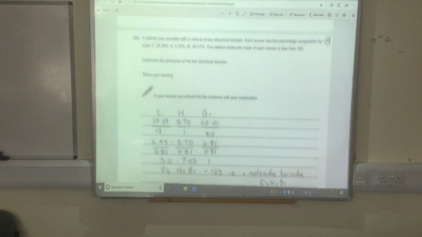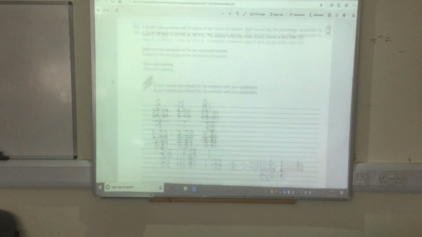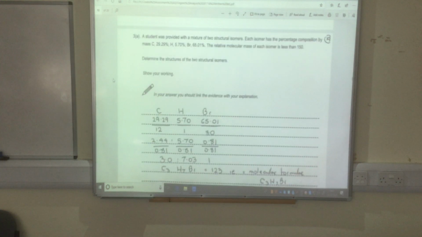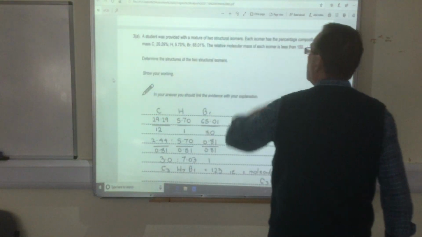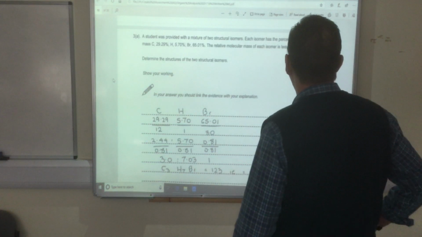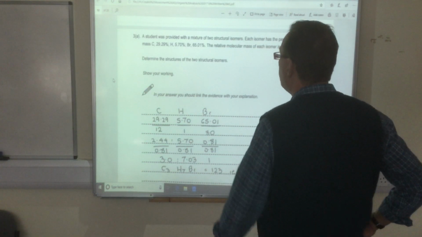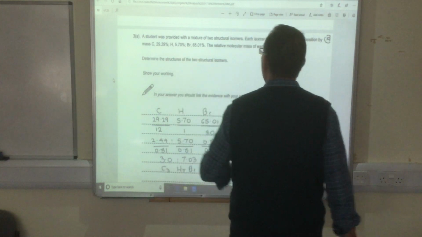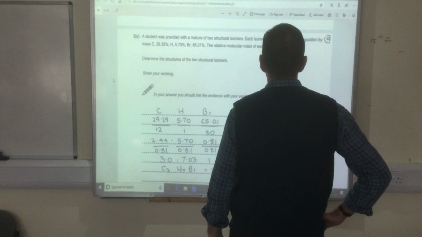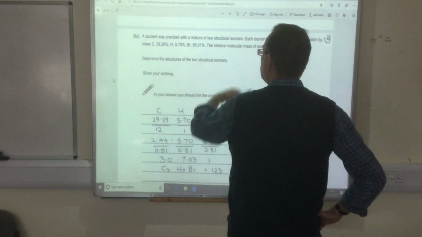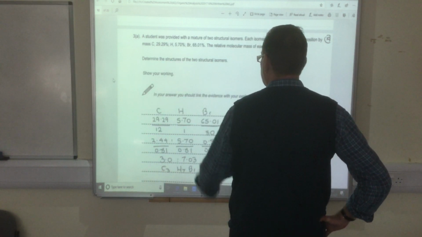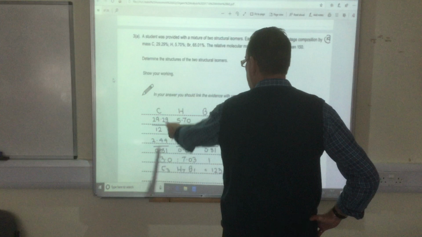Right, next, how much more is there? Right, what's this? This is an odd one, but worth having a go at. Again, student provides a mixture of two structural isomers. Each isomer has a percentage composition by mass of C, H, Br. Relative molecular mass of each isomer is less than 150. Determine the structures of the two structural isomers. Link the evidence with your explanation.